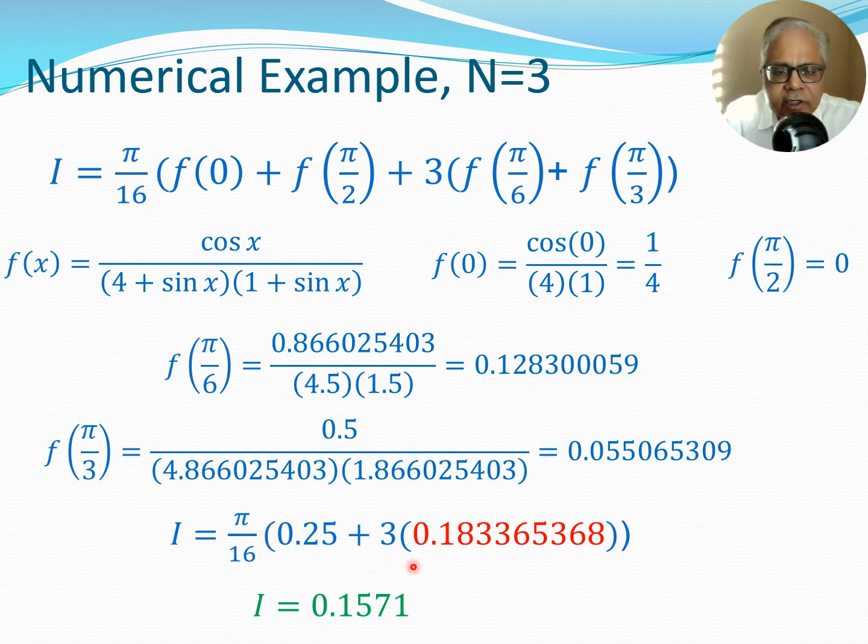Now, one of the reasons I do these hand calculations is I'm going to use it as a check for the computer program. So I have this nice looking number here, 0.183365, which is the coefficient of 3, and we are going to print it out to see if we get this number. Now if you calculate this I, you get 0.1571, which is actually pretty close to the actual optimal point.